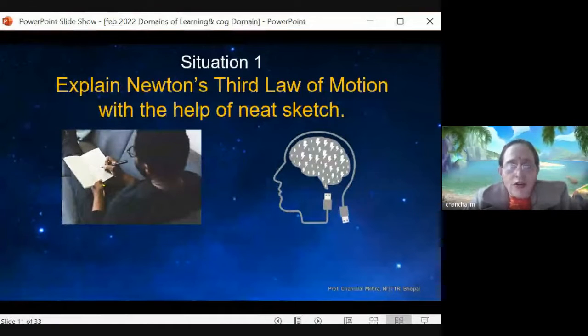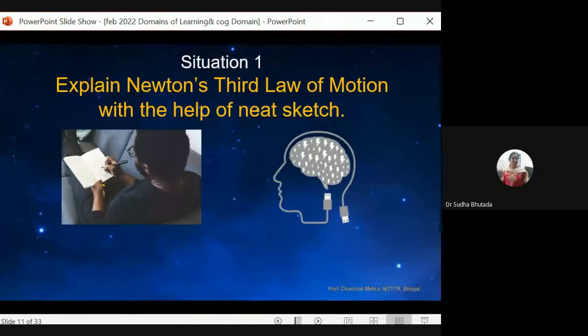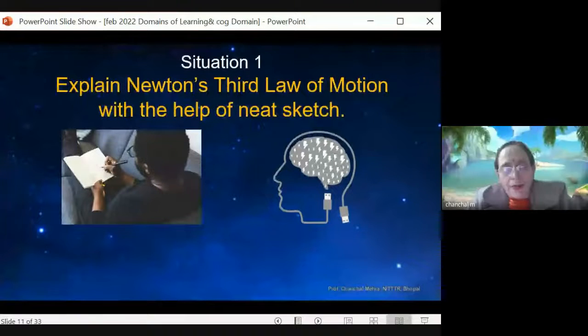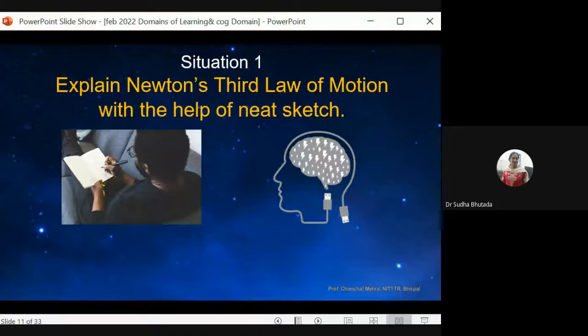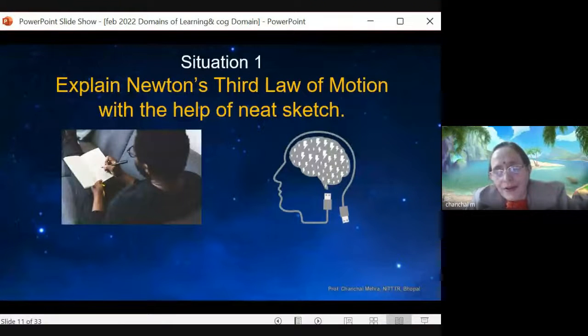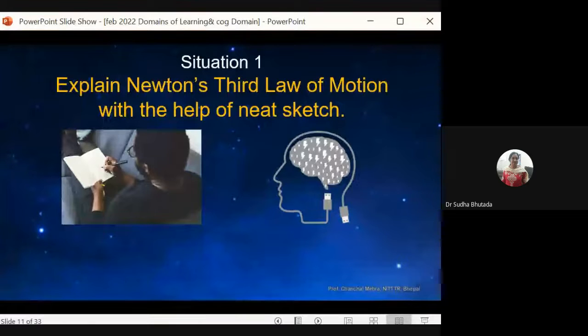So why is it in the cognitive domain? Because there is an explanation of Newton's law. But at the same time, we want the students to explain it with the help of a diagram. So whether it will be cognitive, psychomotor, or cognitive and psychomotor both? Cognitive and psychomotor both. Okay.